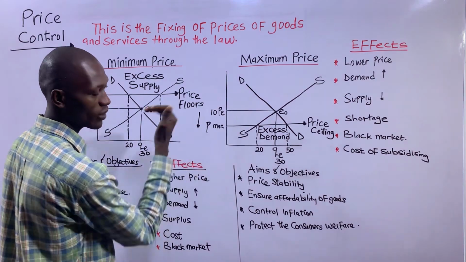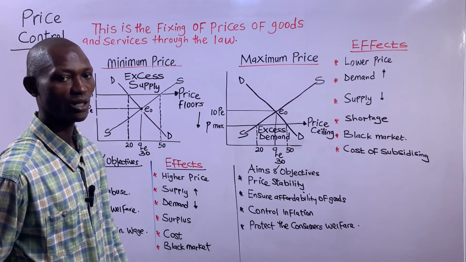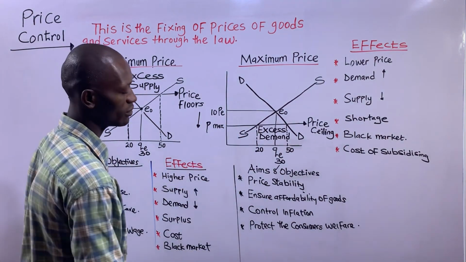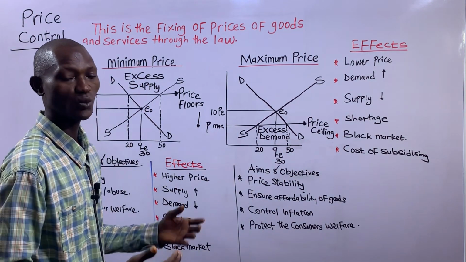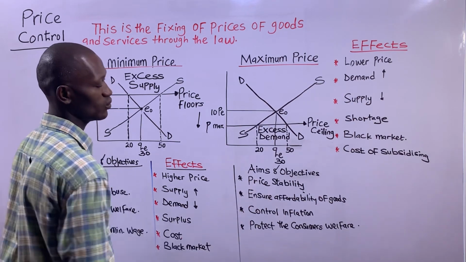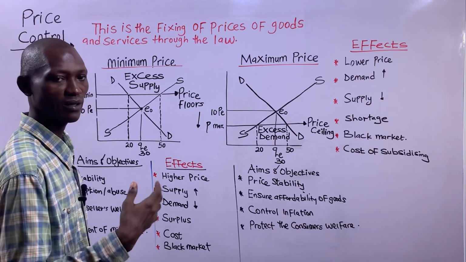And that's what we have here. That's maximum price legislation. That's fixing the price below the equilibrium. So when you have the price fixed below the equilibrium, you will have the consumer's welfare improve positively. So that's with respect to the aims and objectives of maximum price legislation.